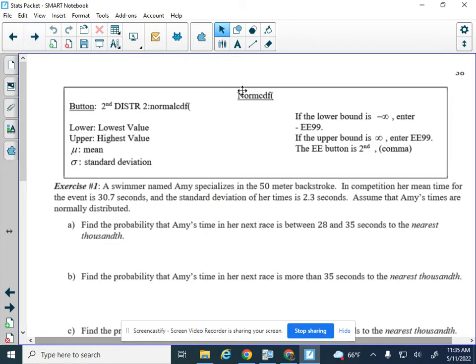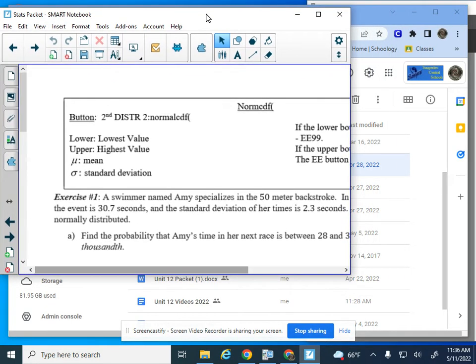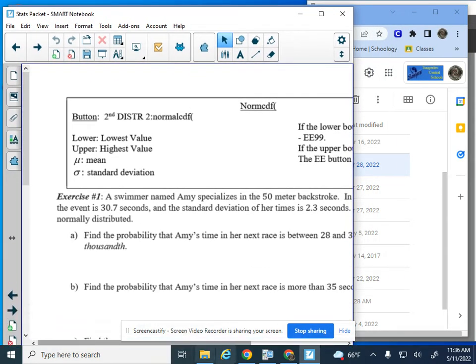So looking at the next page, this is the calculator directions, and we'll be applying them to the first problem. It says, a swimmer named Amy specializes in the 50-meter backstroke. In competition, her mean time for the event is 30.7 seconds, and the standard deviation of her times is 2.3 seconds. Assume that Amy's times are normally distributed. So we're going to find the probability that Amy's time in her next race falls between 28 and 35 seconds to the nearest thousandth. We'll see how to do this on the calculator.